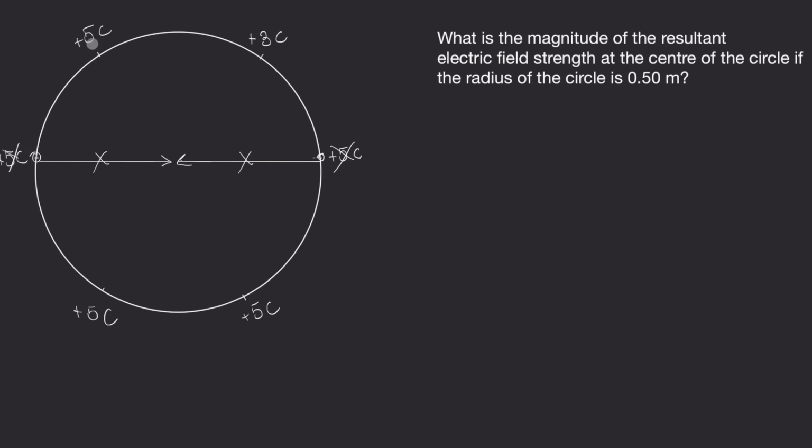If we have +5C here and +5C here, well, the effect will be the same, because through the center there's going to be a line coming out this way, and there's going to be a line coming out this way. So those two will essentially cancel out the effect of one another. So the problem is now greatly simplified, because all we need to do is figure out the electric field from this 5 Coulomb charge, and one from the 3 Coulomb charge.